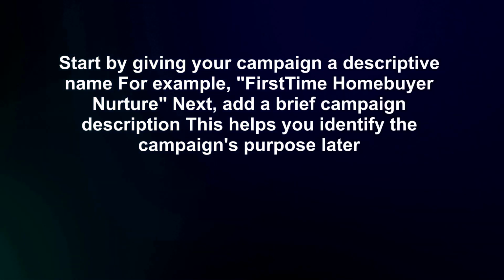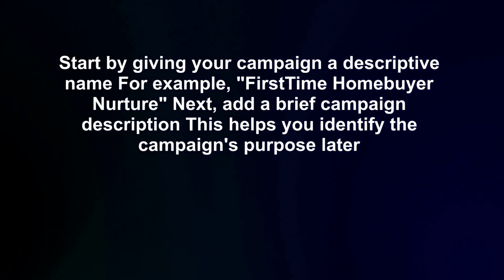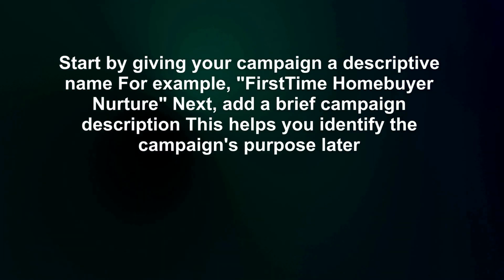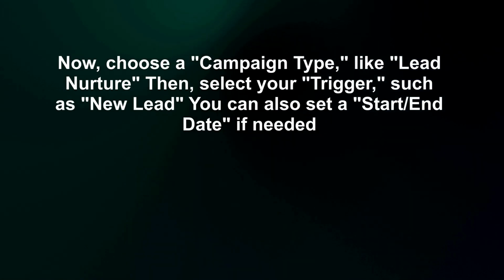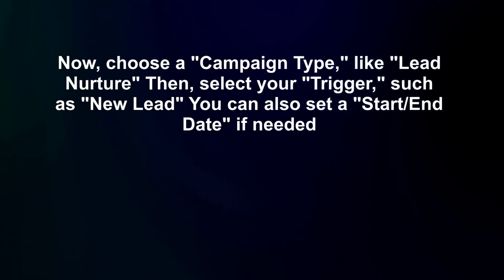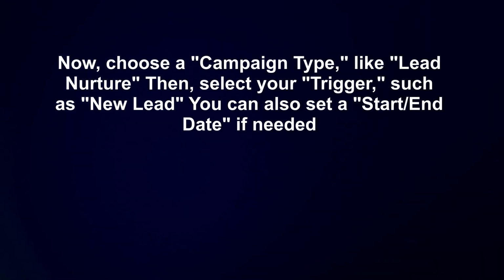Start by giving your campaign a descriptive name, for example, First-Time Homebuyer Nurture. Next, add a brief campaign description. This helps you identify the campaign's purpose later. Now, choose a campaign type, like Lead Nurture. Then, select your trigger, such as new lead. You can also set a start and end date if needed.